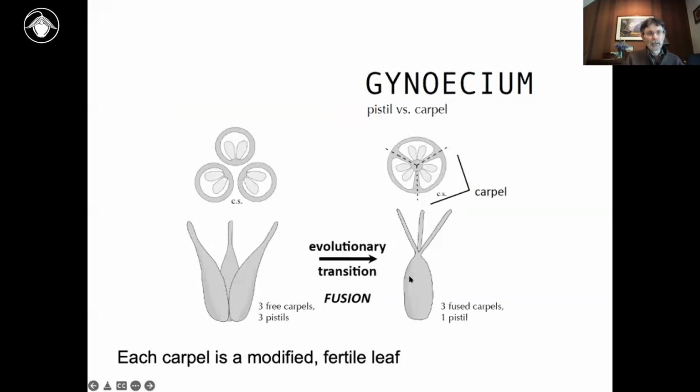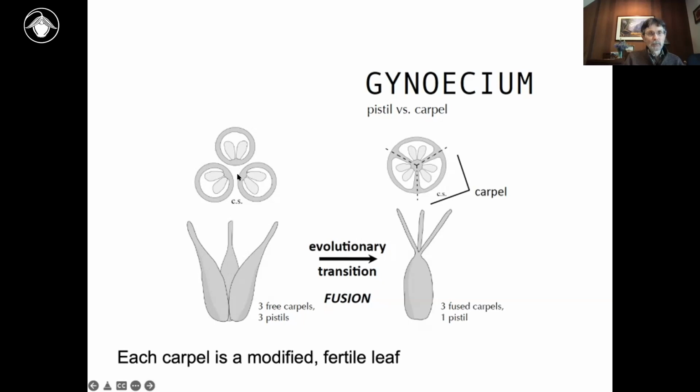And here you can see a great example of a hypothetical evolutionary transition from a plant that had 3 pistils in its flower that were all free from one another, representing free carpels, as they always do. There are multiple pistils, each one's an individual carpel. Here you can see a cross-section through the ovary, where these are the ovules, immature seeds, attached by a placenta, and that's the ovary wall.